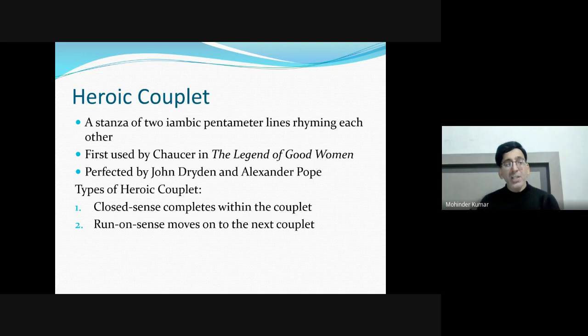So they use closed couplet in their poems. So inhone apne poems mein closed couplet use kiya. And what is second? Run-on couplet. What is the meaning of run-on couplet?